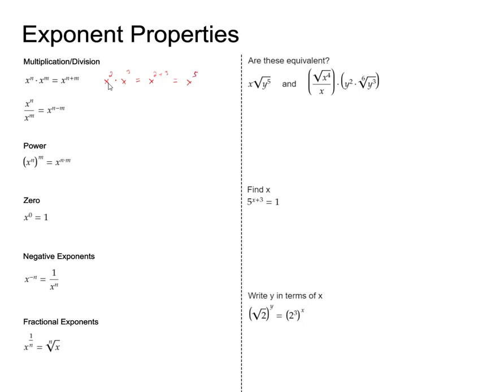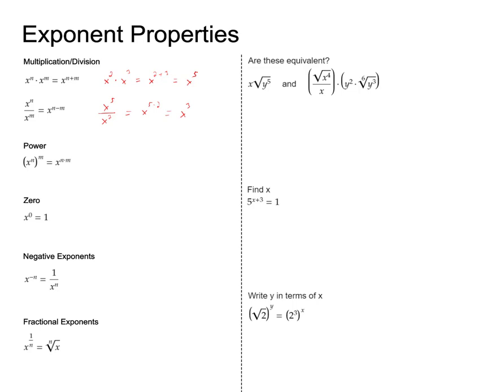Similarly, for the division rule, we have x to the n over x to the m equals x to the n minus m. So if we had x to the 5th over x squared, that would be x to the 5 minus 2, which is equal to x to the 3rd.